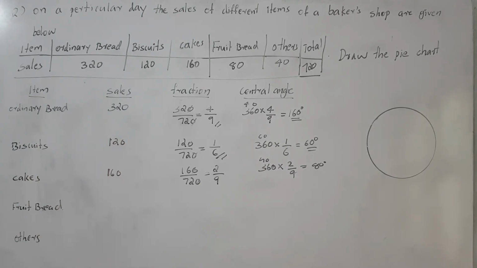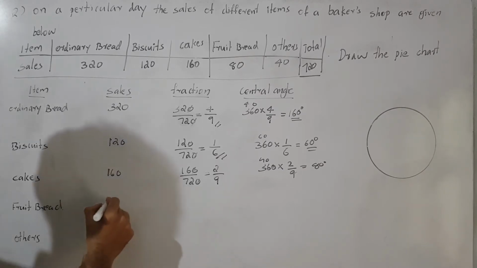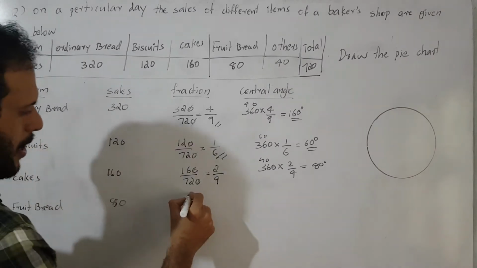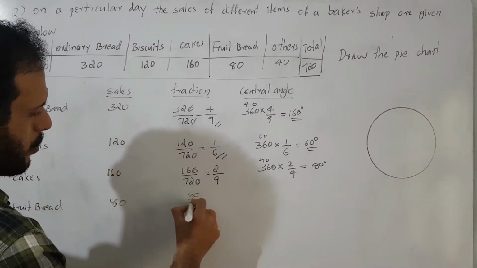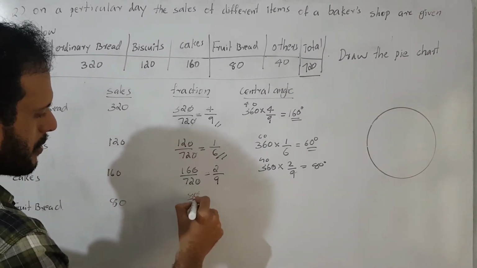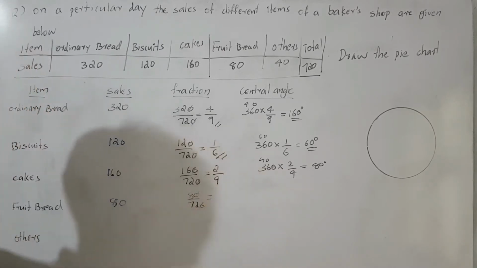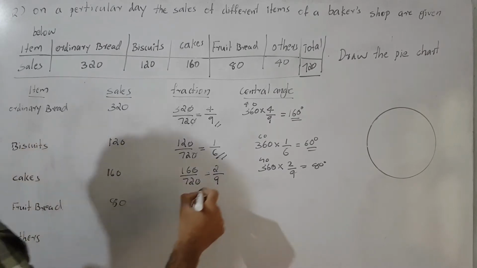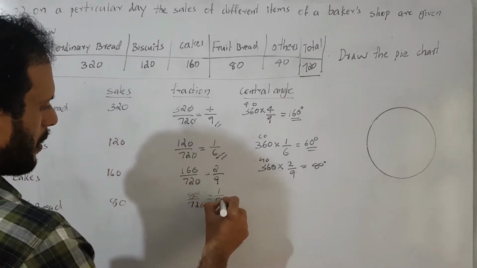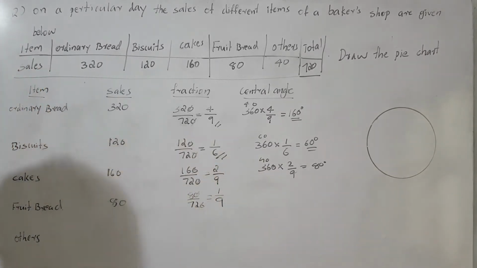What is the sales of that one? The sale is 80. Fraction is 80 by 720. Then we get how many times? 8 goes to 8 1 times, 72 9 times. Then 1 by 9. Correct? Then it is very easy to make the fraction.